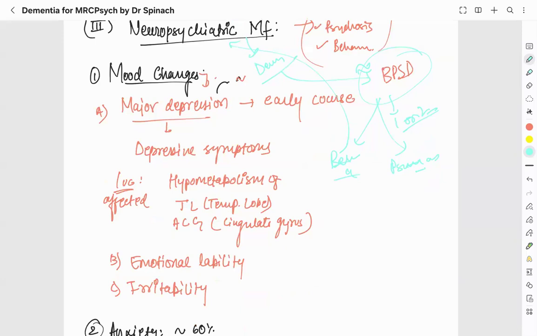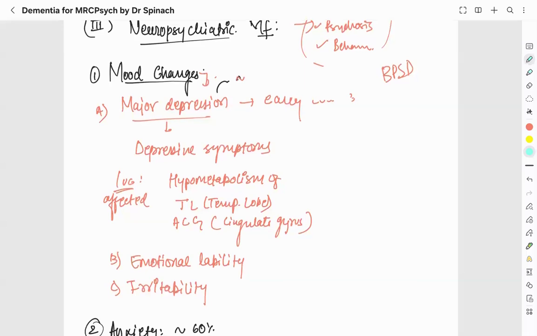So what do you think? From what I know, BPSD includes these behavioral changes, these personality changes, everything will be there, but not to such an extent that it can be categorized as an independent psychiatric illness.